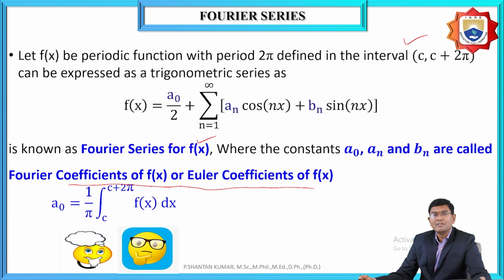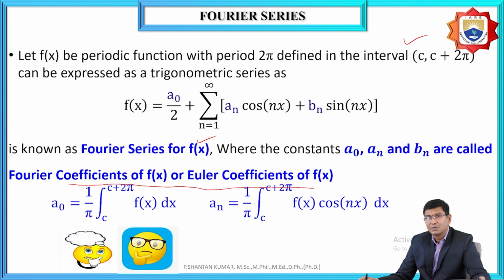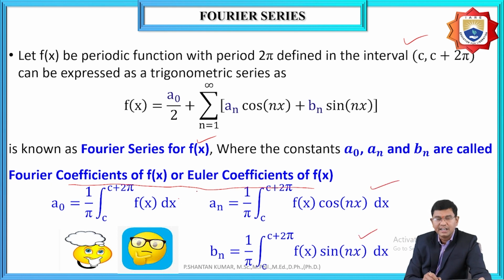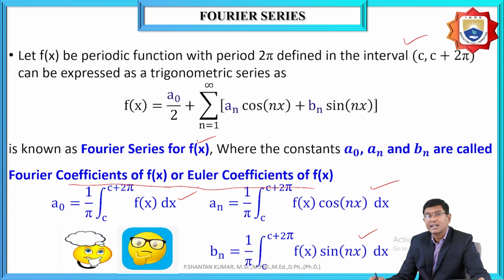The value of a naught is equal to 1 by pi, integration from c to c plus 2 pi of f of x dx, and a n is equal to 1 by pi, integration from c to c plus 2 pi of f of x cos nx dx, and b n is equal to 1 by pi, integration from c to c plus 2 pi of f of x sin nx dx. This is the Fourier series under the limits c to c plus 2 pi. The values a naught, a n, b n are called the Euler coefficients or Fourier coefficients.